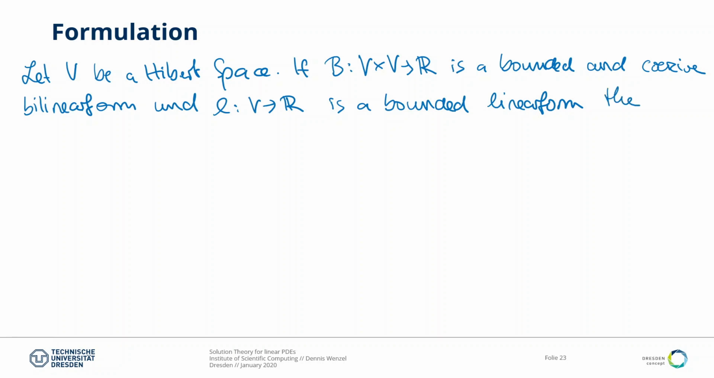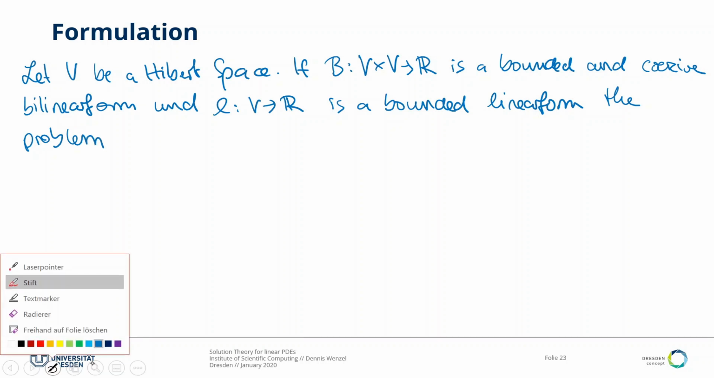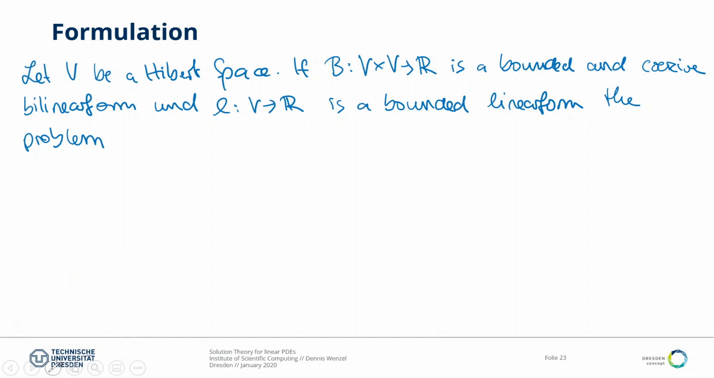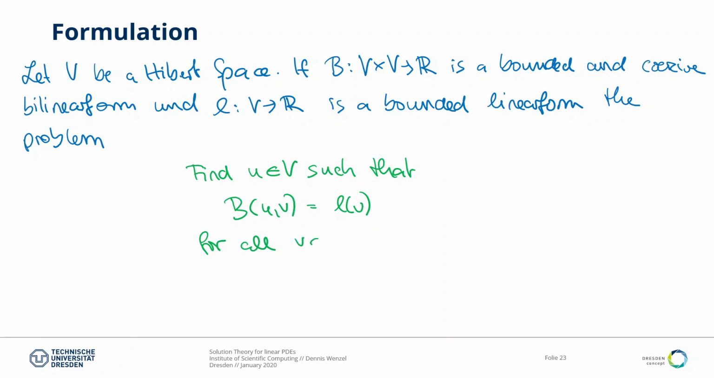the problem, now here we want to write down an abstract variational problem, that's what it's called. The problem: find u in the space V such that B of u and v equals L of v for all v in V. That problem has a unique solution.